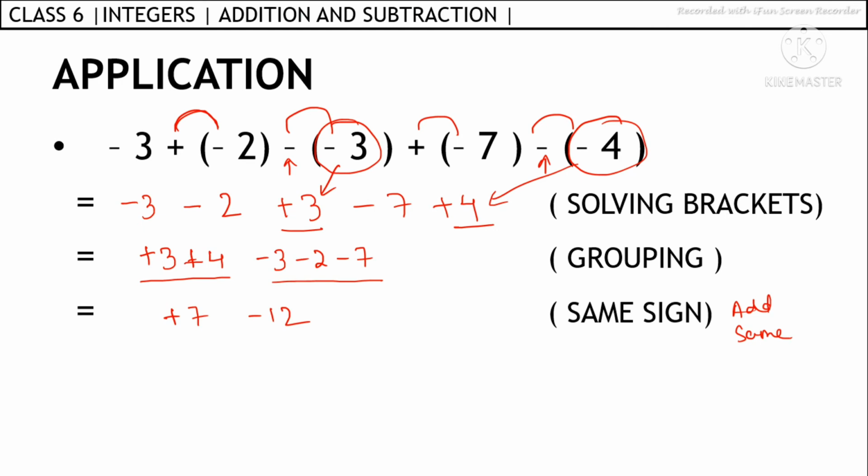Next, same sign, all are negatives. So we are just counting how many negatives there are. 3 plus 2 is 5, 5 plus 7 is 12 negatives.